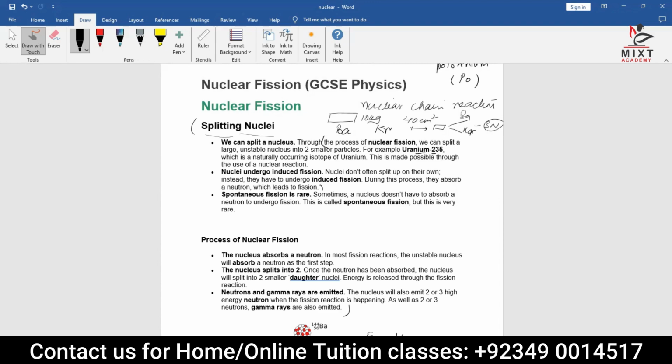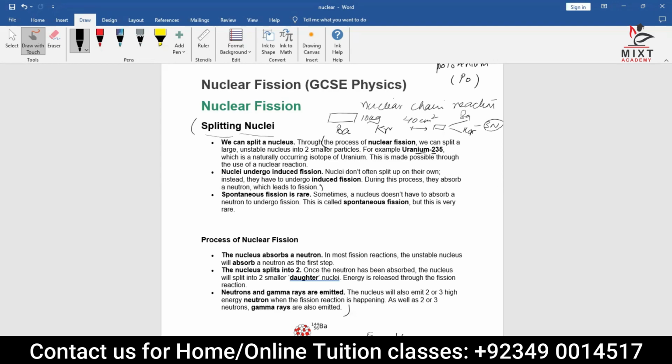Today, inshallah, I'll try to finish this chapter and then we will start electromagnetism. Remember that whatever we are talking about here is induced fission reaction, in which fission is performed by bombardment of a neutron on a big nucleus, and then this nucleus will be broken down into daughter nuclei.